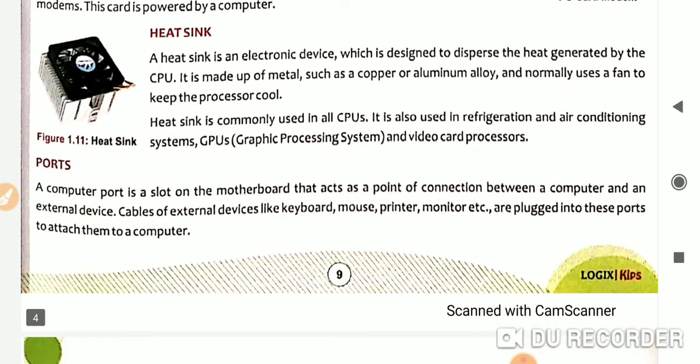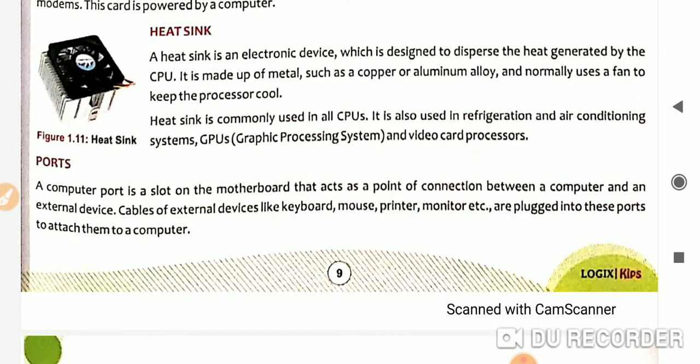Now heatsink. A heatsink is an electronic device which is designed to disperse the heat generated by the CPU. It is made up of metals such as copper or aluminum alloy and normally uses a fan to keep the processor cool.